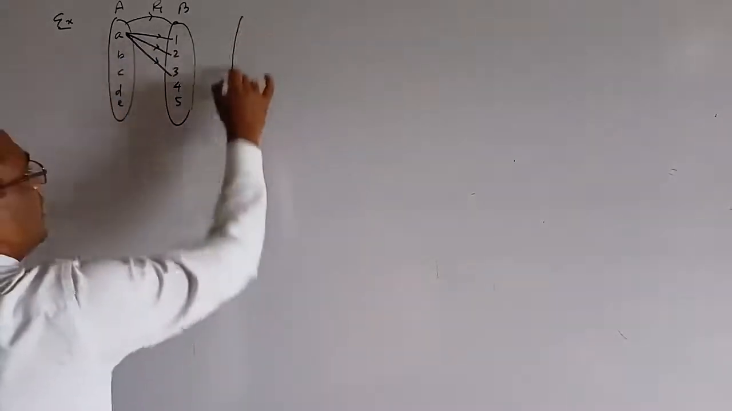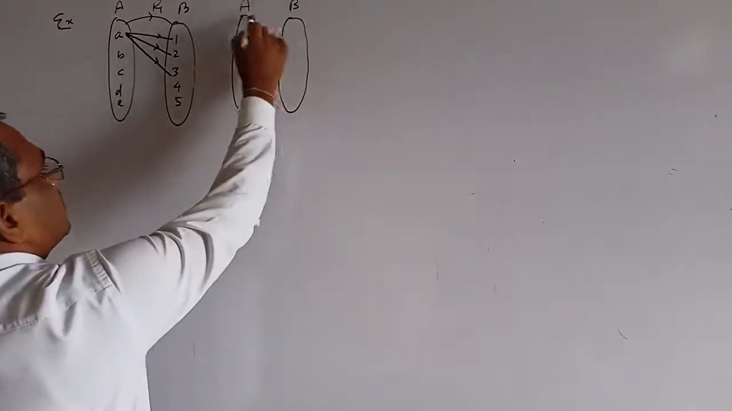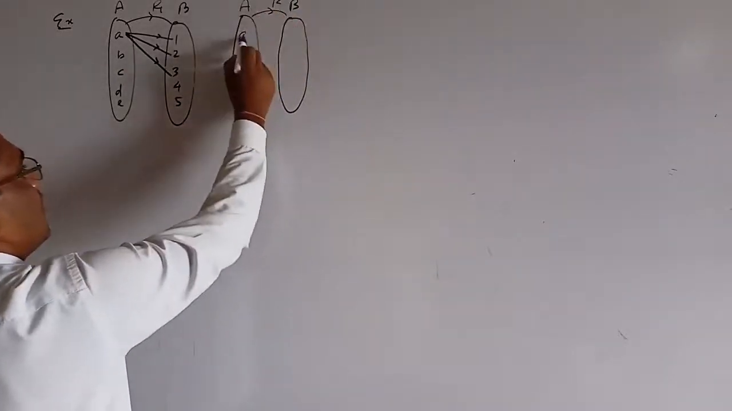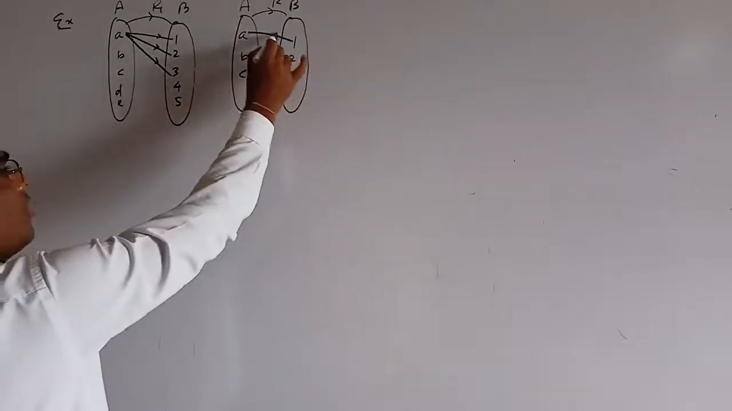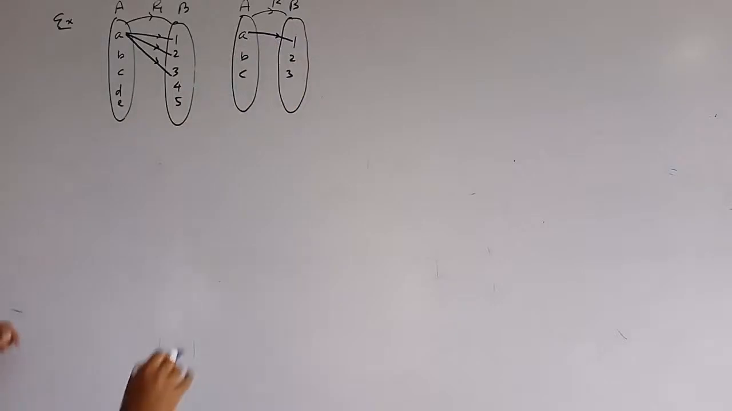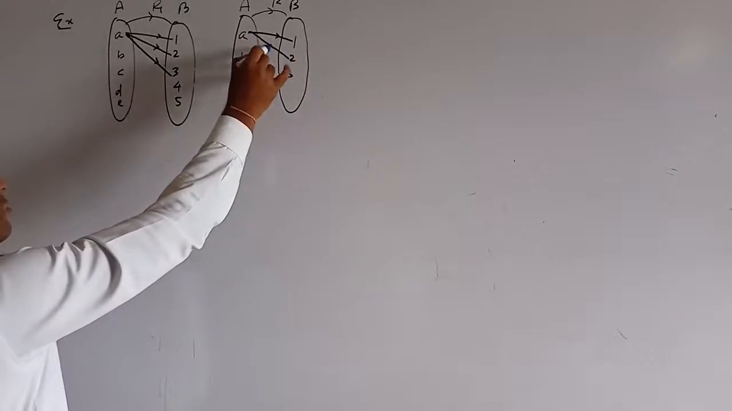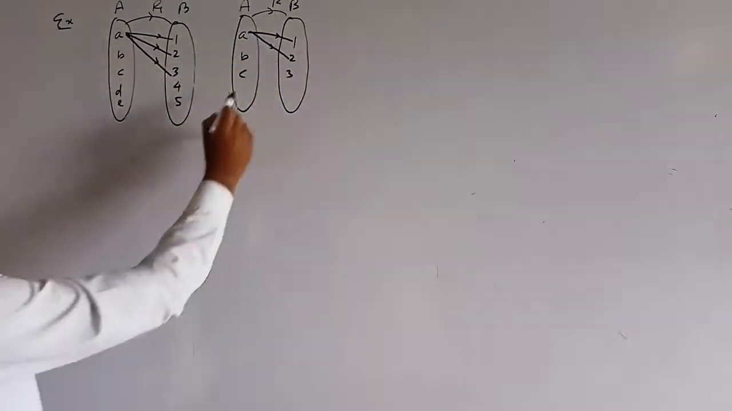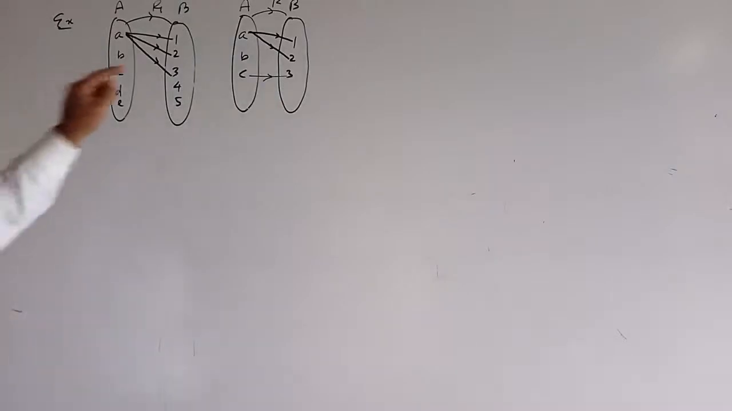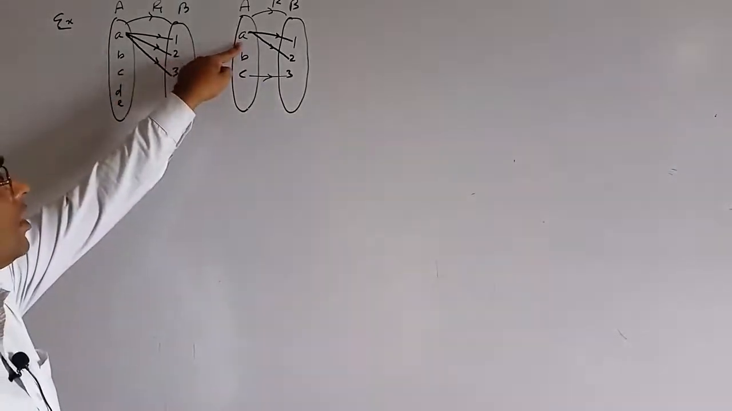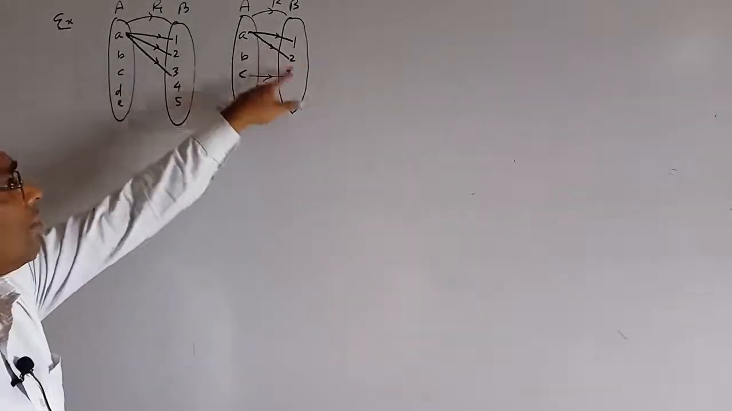Or you take another example: this is the A set and this is the B set. So clearly this is R2. A, B, C and 1, 2, 3. Suppose A is related to 1, A related to 2, A related to 3, and C related to 3. So clearly it is a one-many relation because the element of A is related to two elements of set B.